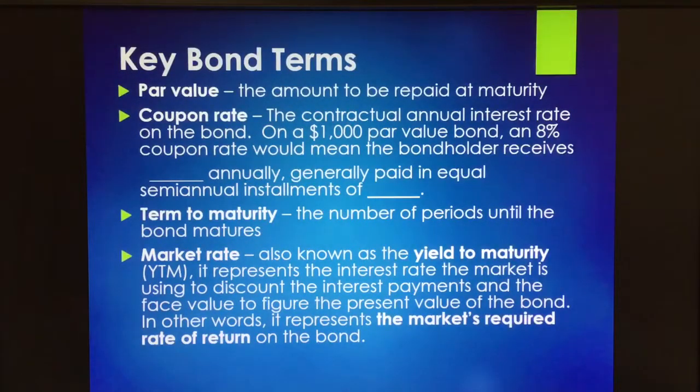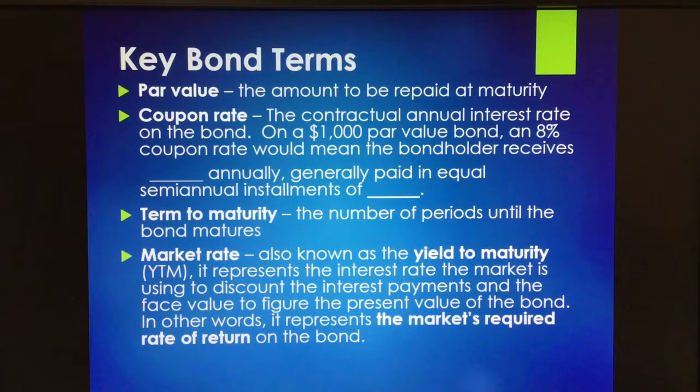Now here's another number of bond terms that we need to become familiar with. The par value, the amount to be repaid at maturity. It's that $1,000 per bond that I mentioned in the previous slide here. Par value, this is one of those things where you want to write these things in your notes. The par value is also known as the face value and represents the future value in terms of our time value of money calculations. The coupon rate is the contractual annual interest rate on the bond.